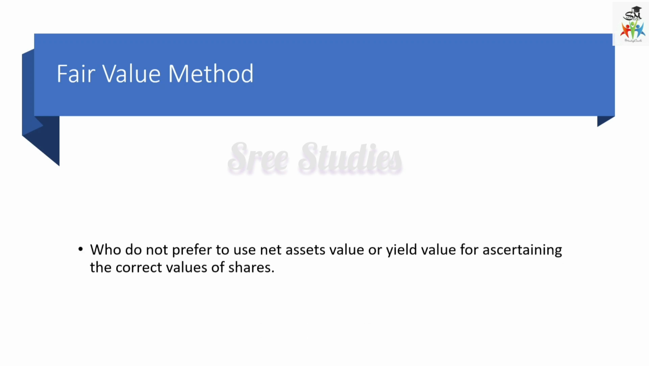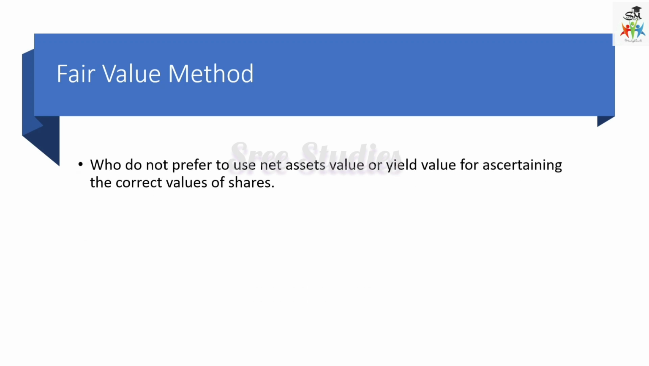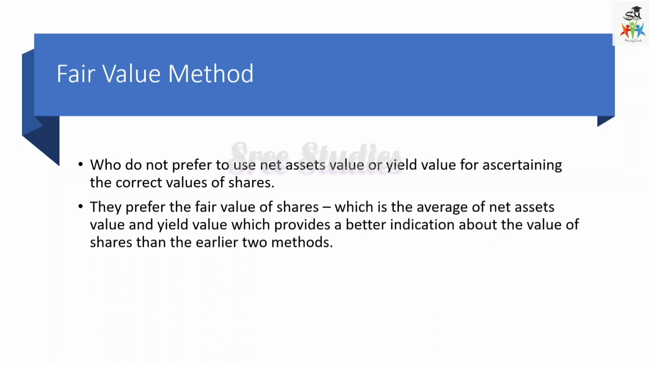Then fair value method is nothing but the average of intrinsic value method plus yield method. When one cannot find the exact value of the share under any of these methods, they prefer this fair value method or dual method by averaging. So fair value equals intrinsic value, that is net asset method, plus yield value, divided by 2.